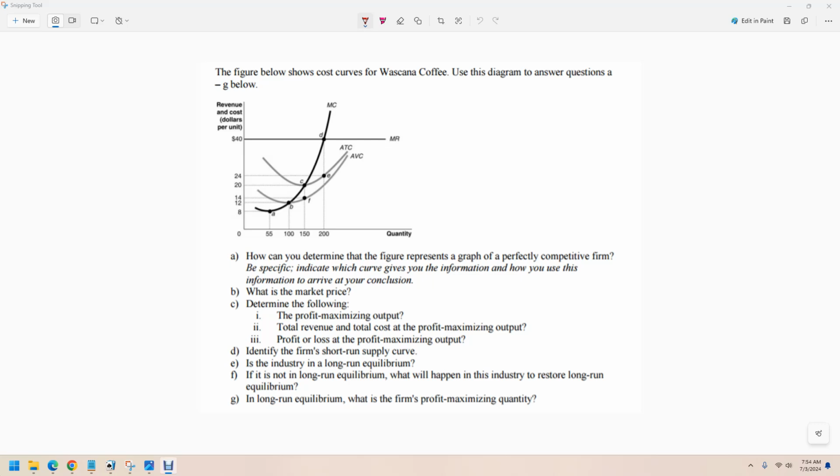Anyway, we've got this problem here, and we're calling this company Wascana Coffee. What we want to recognize is that when marginal revenue is horizontal like this, each additional unit that we sell is going to add $40 to our total revenue. What that really means is that we're perfectly competitive. Marginal revenue is going to equal the price, and in this case, it's going to equal $40. We've noticed that on the graph. A monopoly graph is going to look like something different.